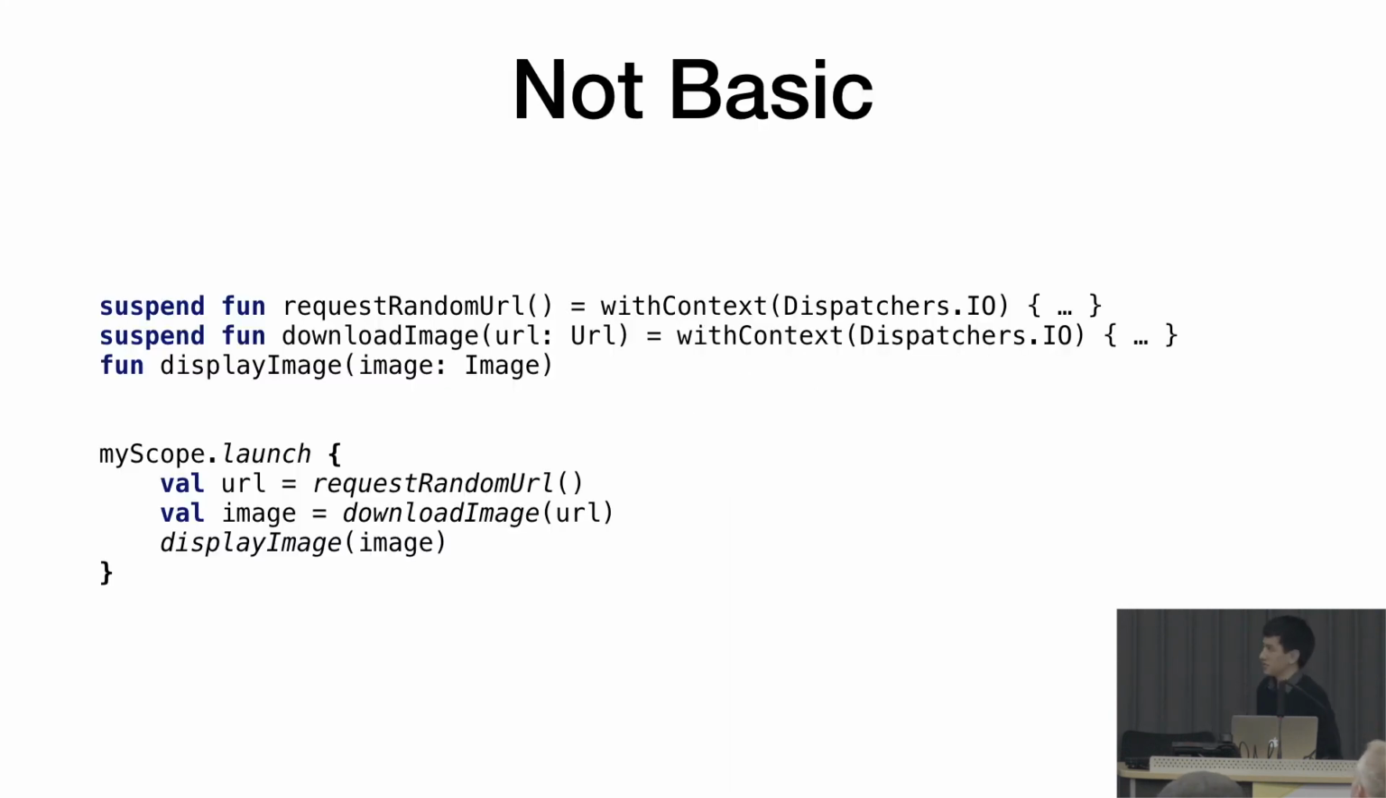So I showed this slide at the beginning. This example is going to keep coming back to haunt us. The thing is that this is not really basic Kotlin coroutines. Most of the stuff here, besides the suspending keyword, is not built into Kotlin by default. Most of the stuff here is actually in a Kotlin library.